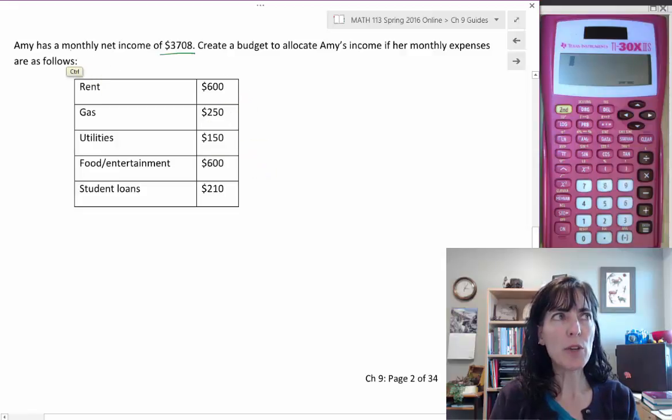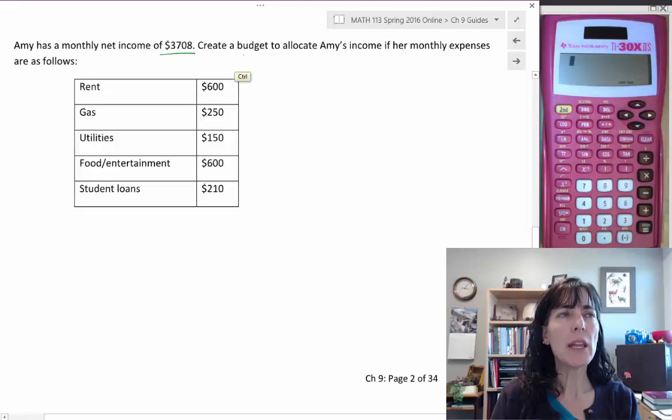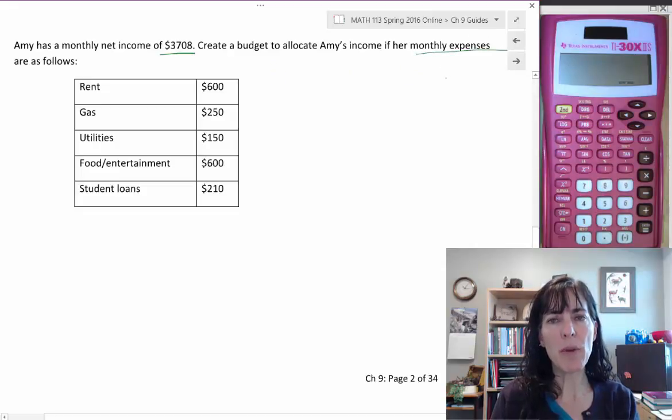So the first thing I'm looking to see is that our income is being talked about in terms of months, which it is, monthly net income. And net means that that's the amount that Amy gets after her taxes have already been taken out. And then make a budget for her monthly expenses that follow. So we're talking about months and months.